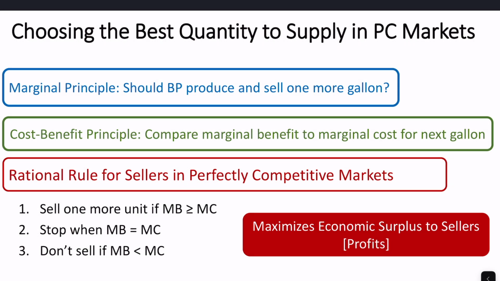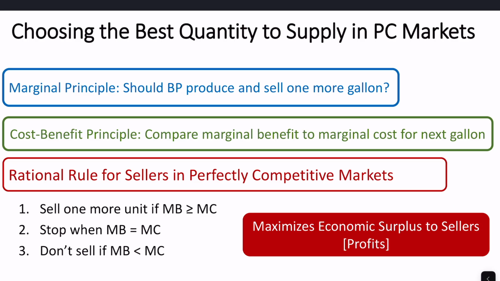Next, we want to dig a little bit deeper and try to understand where the supply curve for an individual firm comes from. And so we'll apply our rational rule to decisions of firms trying to decide how much quantity to supply to the market. Applying the rational rule to decisions for suppliers boils down to choosing the best quantity to supply in a perfectly competitive market. We'll work through the marginal principle.